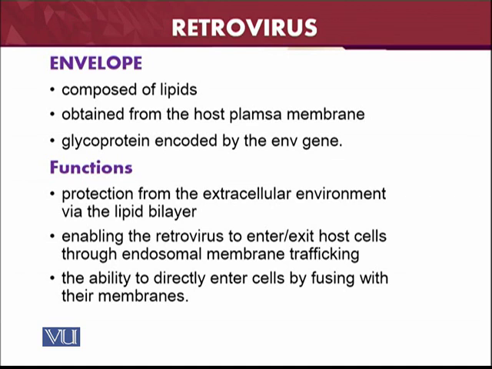Again, the envelope plays an important role. It sometimes has spikes and sometimes doesn't, but it has a role in the entry of the virus into the body through endosomal membrane trafficking. There is also the ability to directly enter cells by fusion with their membranes. With the help of the envelope, the virus can directly enter the cell. And we already know that entry of the virus into the host cell is very important for the life cycle to complete and to replicate to other generations.